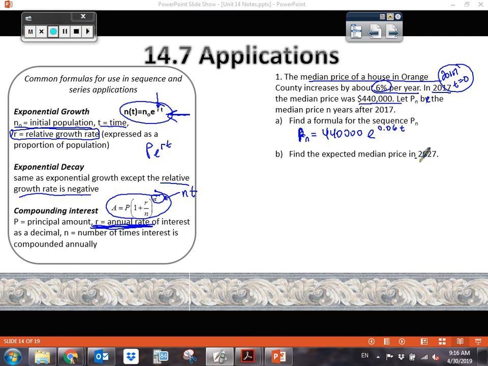For that, I think it's pretty straightforward. T would be 10. So the value at 10 is 440,000 times e to the 0.06 times 10. We would put that in our calculator and get 801,732 as the median price for 2027.